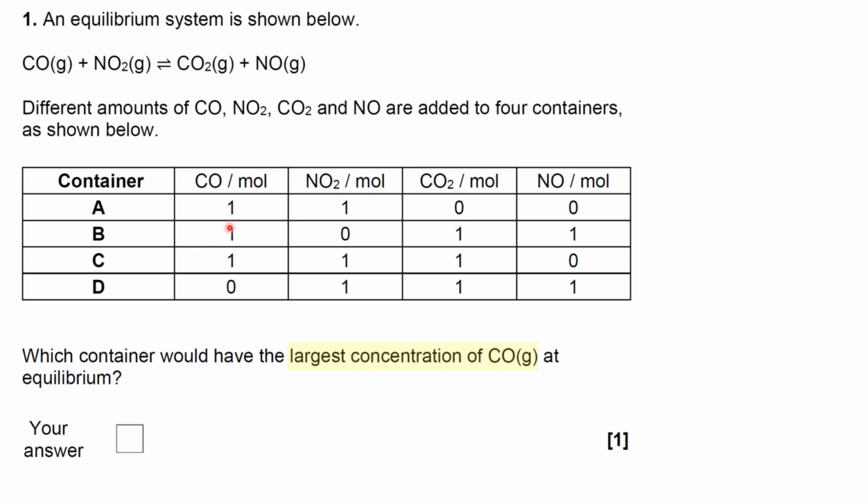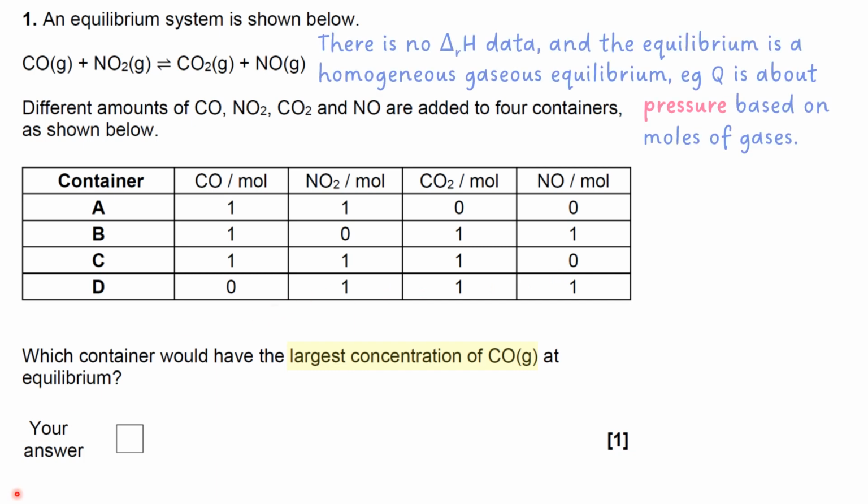So you can see for each container it tells us how many moles of gas is present, and in some cases you've got 0 moles of one of the gaseous components. So there's no delta H data, so you can ignore any temperature considerations. The equilibrium is a homogeneous gaseous equilibrium, so the question is about pressure based on moles of gases. Now normally what you'd look for is which side has more moles of gas and which side has less moles of gas. In this case it's equimolar. So therefore neither side is actually favored by an increase or a decrease in the pressure.